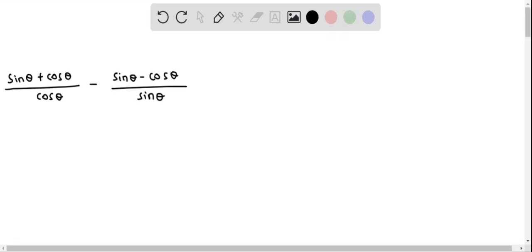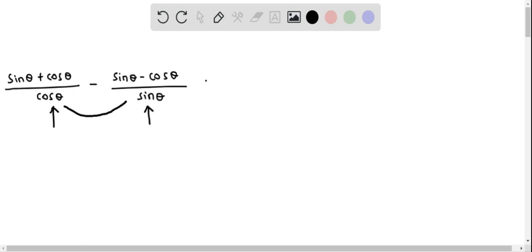We now rewrite this given trigonometric expression over a common denominator. So we identify that in the first expression we have the denominator cos theta, and in the second rational expression we have the denominator sin theta. Therefore the common denominator is the product of these two terms, that is sin theta and cos theta.